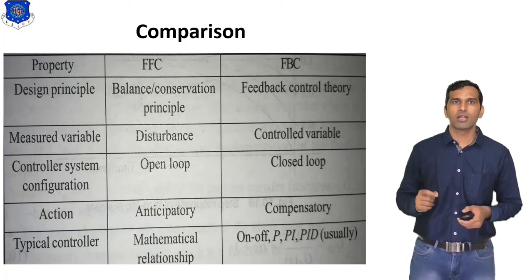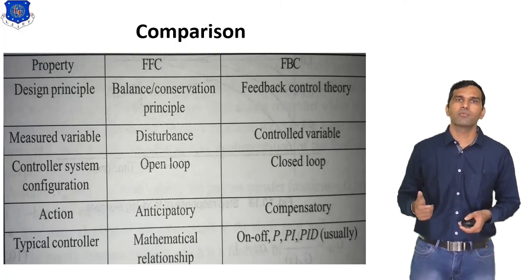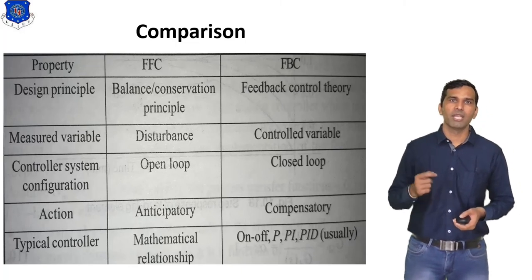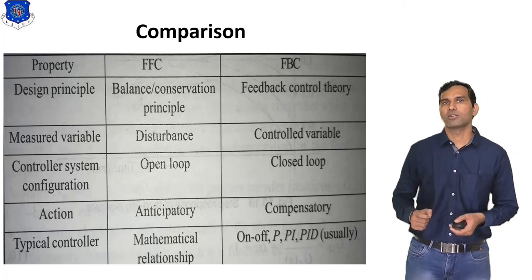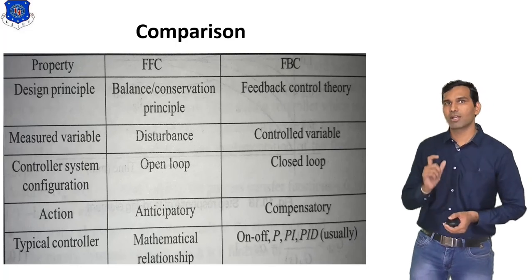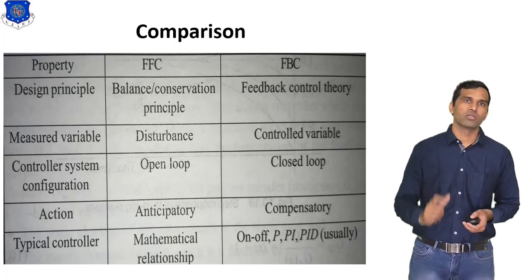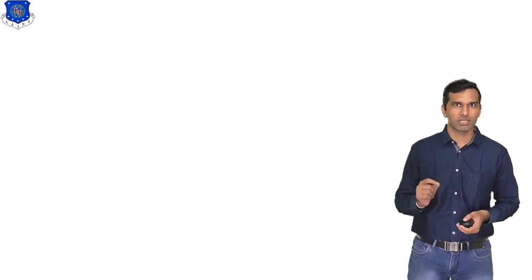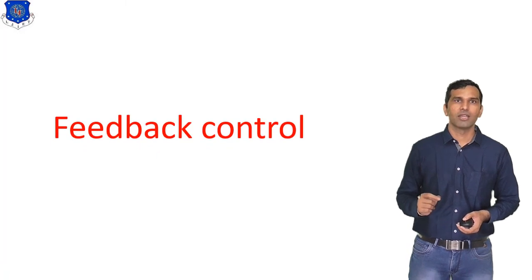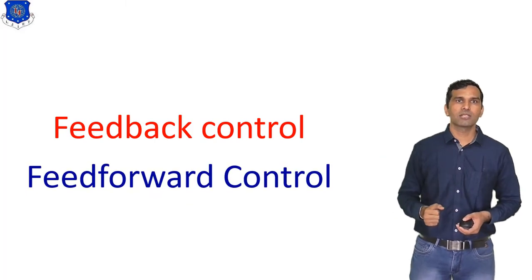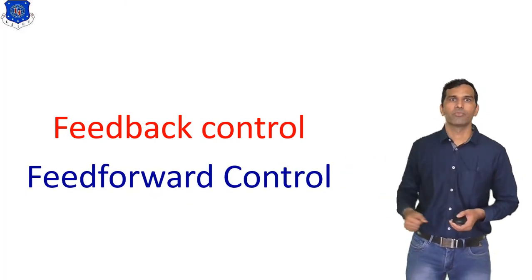For the typical controller, in the feed-forward control system we use a mathematical relationship, and in the feedback control system we can use an on-off controller, P controller, PI controller or PID controller. So this is the comparison between the feed-forward control system and the feedback control system. These are the two main important control systems that we discussed in this lecture. First we discussed the feedback control system, and after that the feed-forward control system.